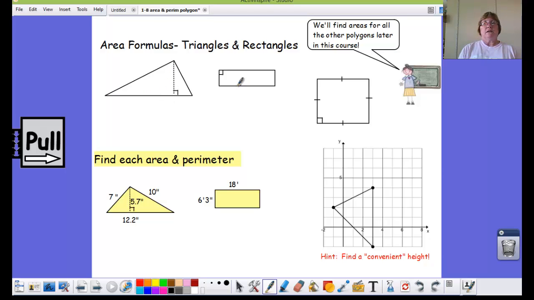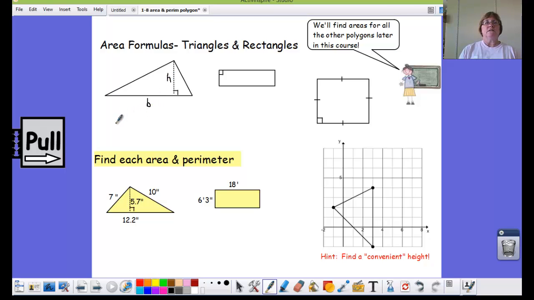We're going to talk about triangles and rectangles specifically. And I'm going to ask you to label here. This side is the height. The height is a segment that starts at a vertex and makes a right angle with the opposite side. That side that the height hits is called the base. So base and height here.